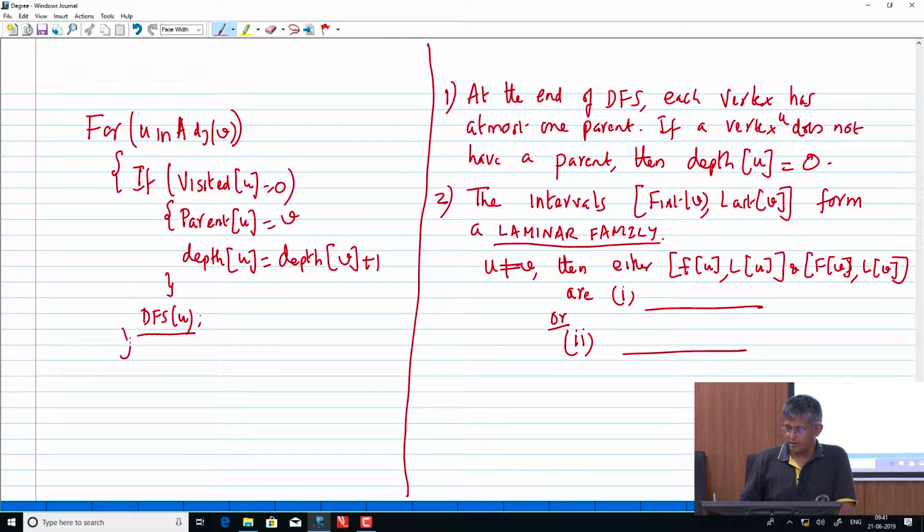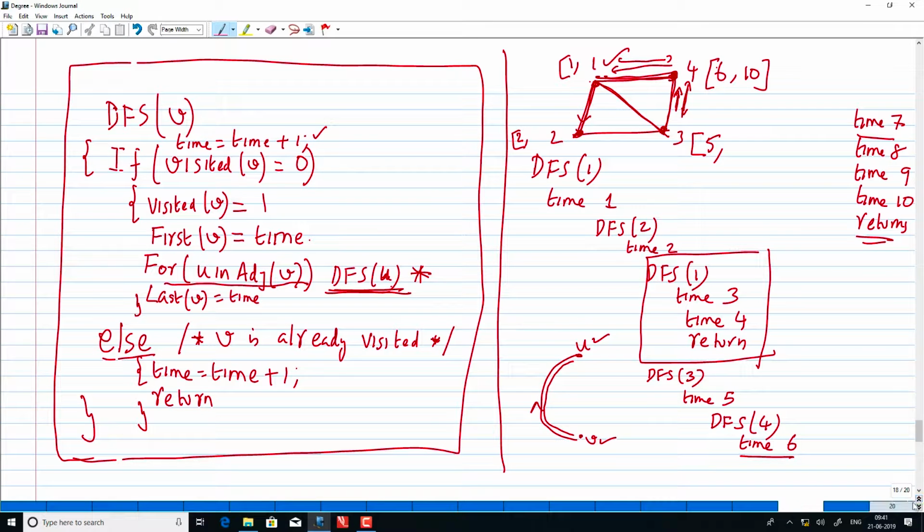So, I hope you have not forgotten this. See this? When a vertex is visited for the first time, that time instant is associated as first of V, right? When all the edges incident on it have been explored, and control is returned from all those function calls, then last of V gets the value time, and I think I've forgotten to write return here. So clearly this is a time interval, by construction. As you can see, last is greater than or equal to first, right?